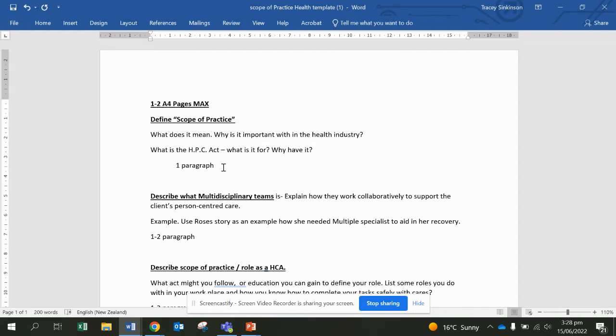What does scope of practice mean? Just go to a definition of what it actually means and why it is important in the health industry. So, a little bit of reading. There are lots of resources on Moodle, but you can also use the internet. When you find it through the Ministry of Health or on the internet and you define what scope of practice is and why it's important, make sure you put it in your own words. Do not copy and paste. It needs to be in your own words.